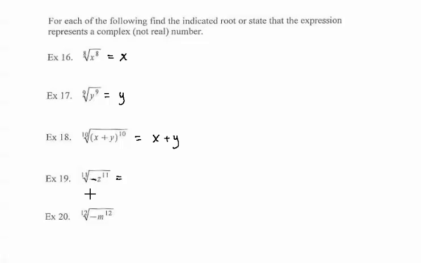Here we have a negative inside the radical, but the index is odd. It's an 11. So the negative is okay, and we take the base of the exponential expression. The 11 matches the 11, so we end up with a negative z. Here we have a negative inside a radical, but the index is even. So when you have a negative and an even index, we say that this radical is not real, not a real number.